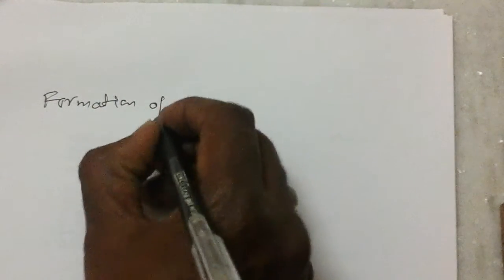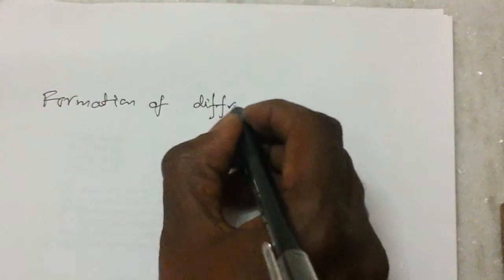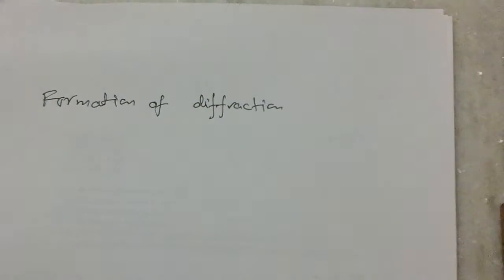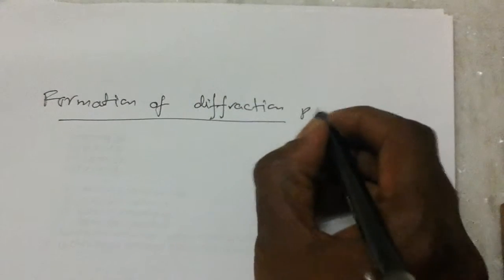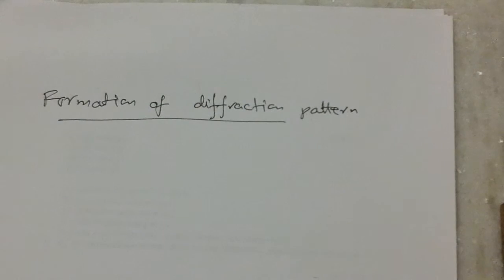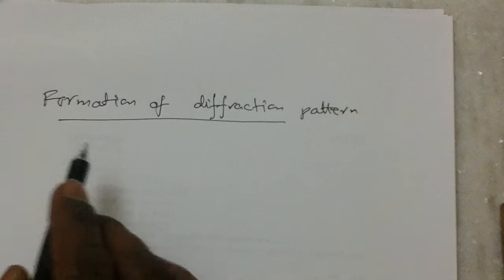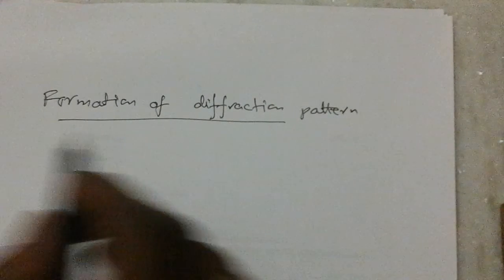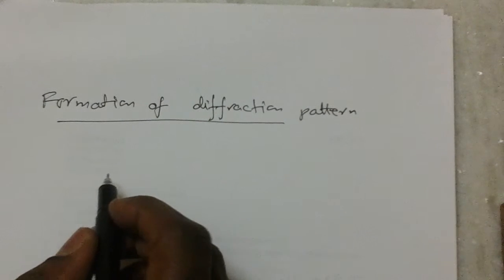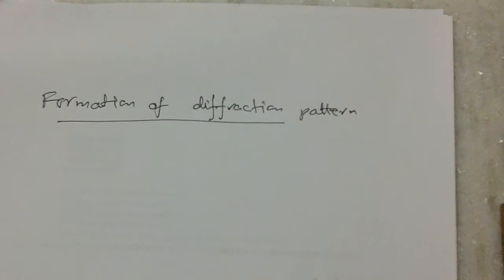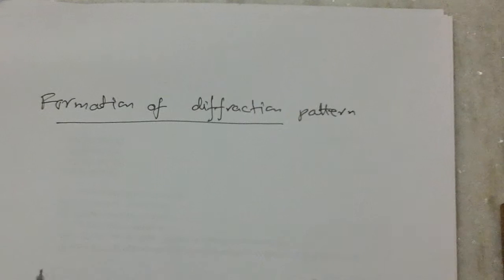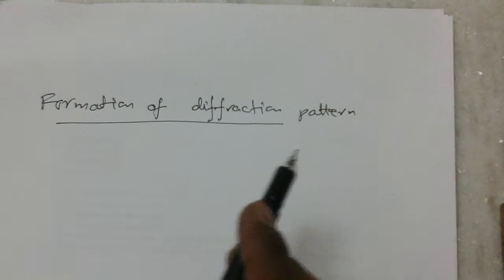Formation of diffraction pattern. Here the diffraction pattern happens just like interference, as already said, but the main difference is between the formation of diffraction and formation of interference. Now I am going to explain how the diffraction pattern is forming.